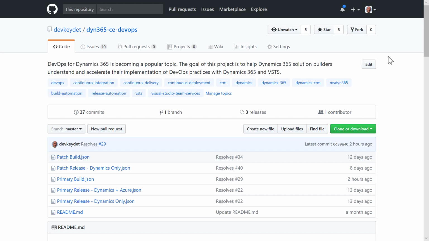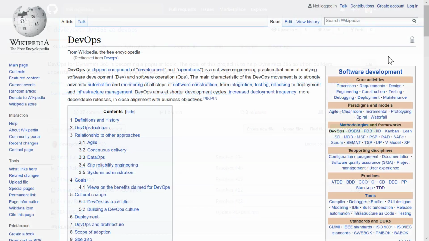Now, it's certainly possible to implement DevOps practices with Dynamics 365 using some other technology than Visual Studio Team Services. However, the purpose of this project is to focus on VSTS to drive the DevOps process. So what is DevOps? I think Wikipedia's DevOps page does a great job of answering that question.